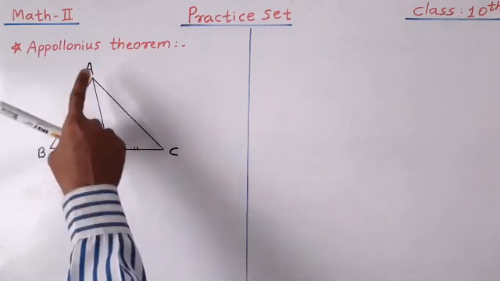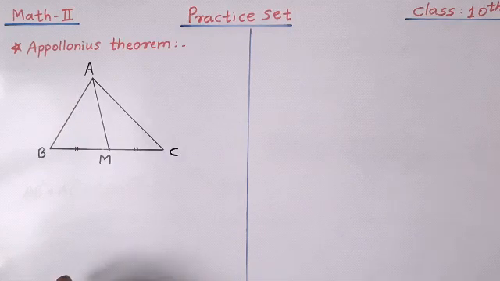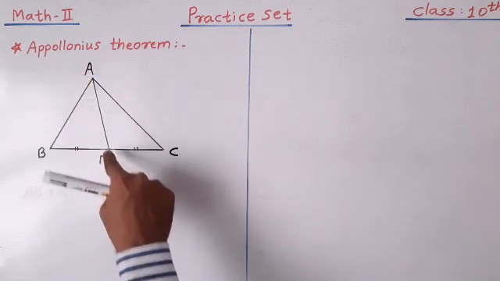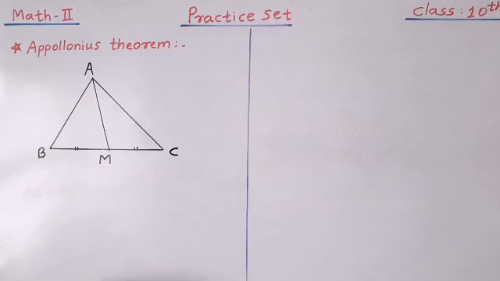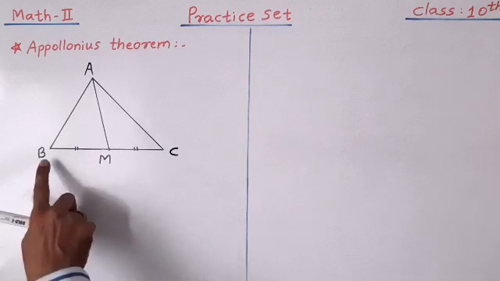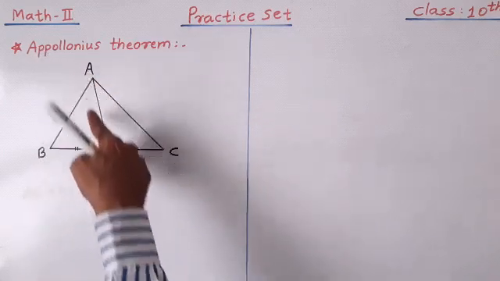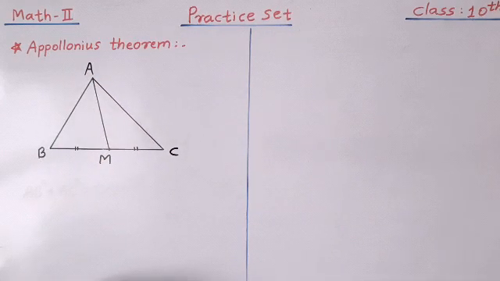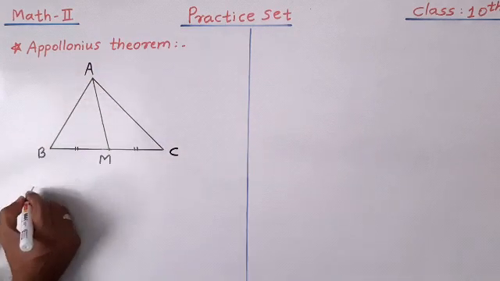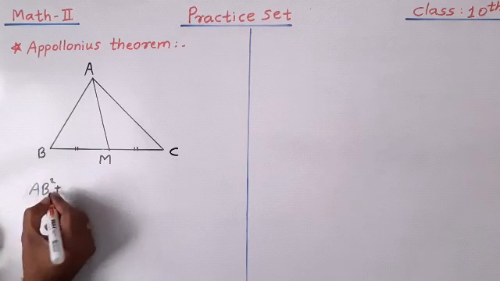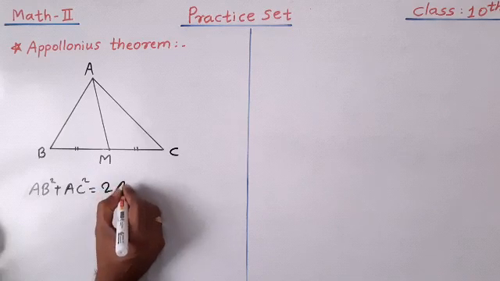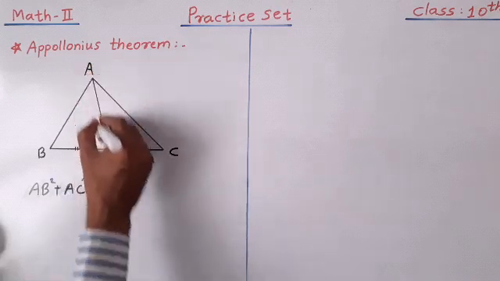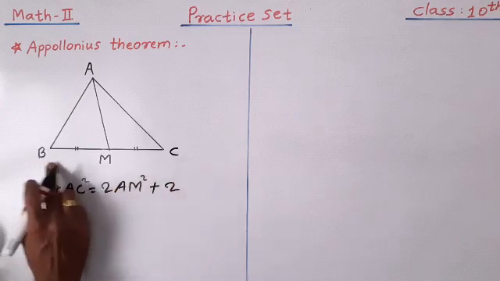In this triangle, triangle ABC is such a triangle in which AM is the median because M is the midpoint of seg BC. You can clearly see here M is the midpoint of segment BC, so AM is the median. So how can we apply the Apollonius theorem here? Here AB square plus AC square is equal to 2 times of AM square plus 2 times of BM square.